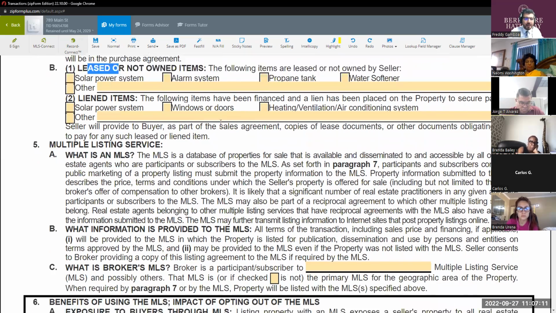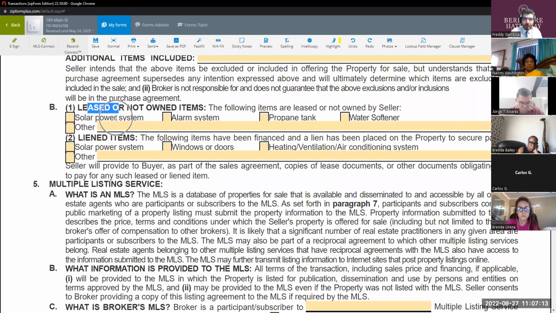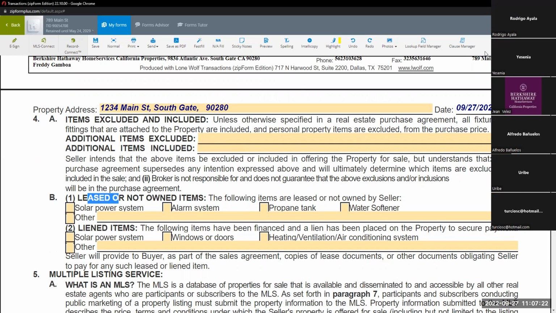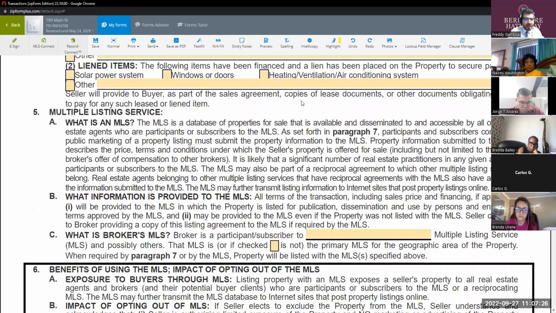Any questions when it comes to lease or lien items, or personal property included or excluded, or real property? No questions? We're good? Awesome. Okay, let's move on.